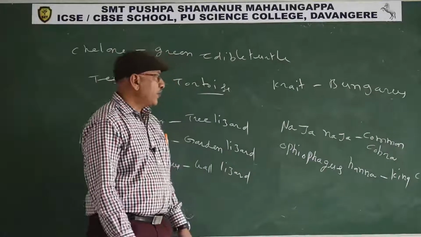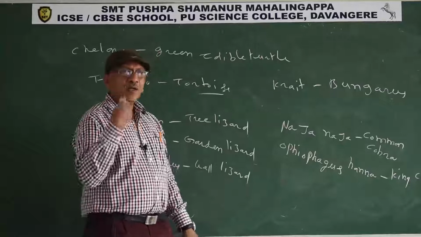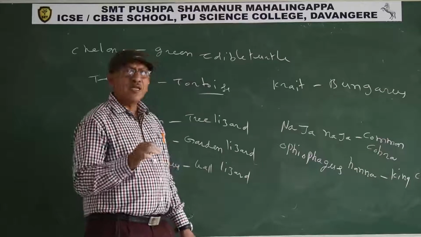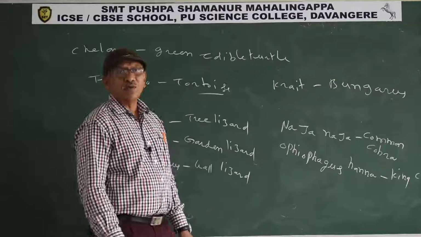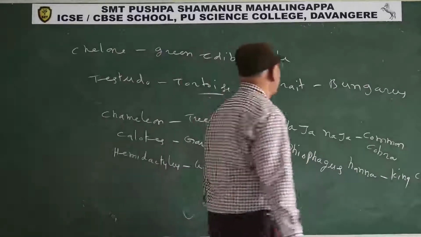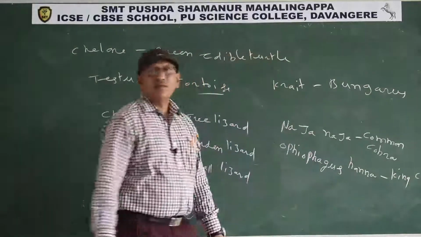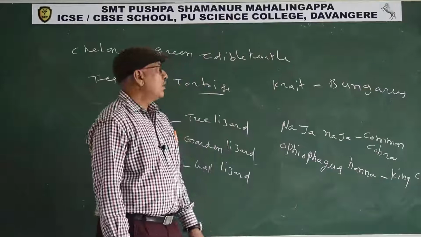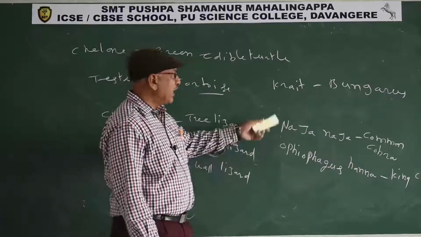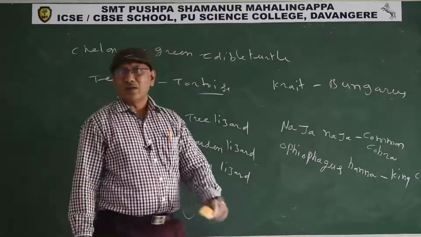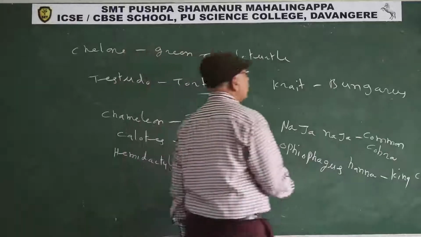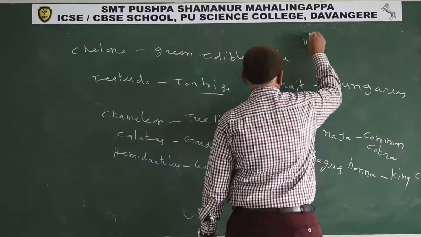So by the bite of Naja, what happens? All the air present in the lungs comes out. Krait venom also affects the nervous system. Next one is Vipera.